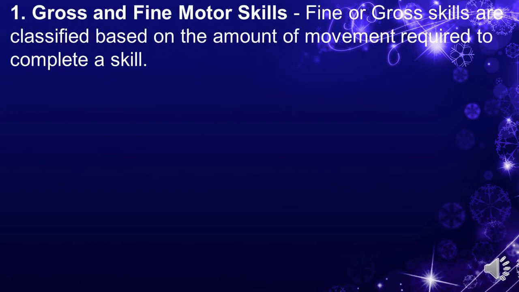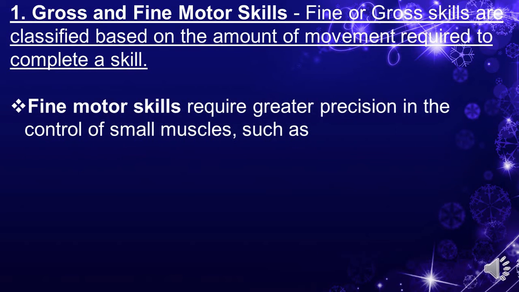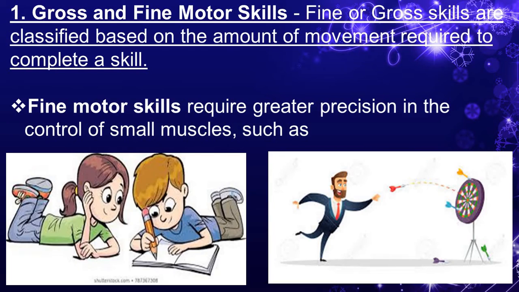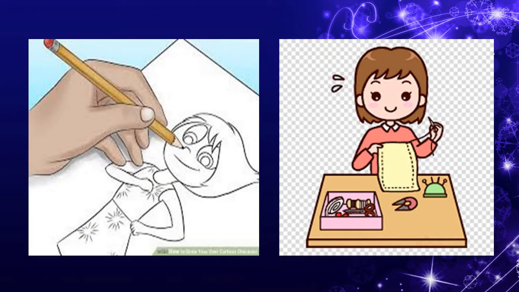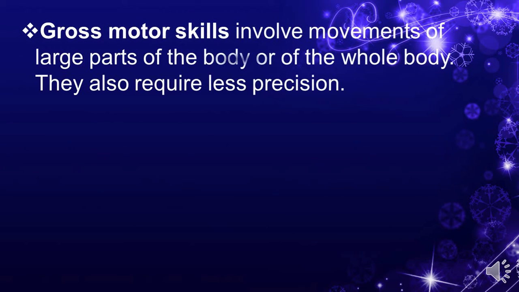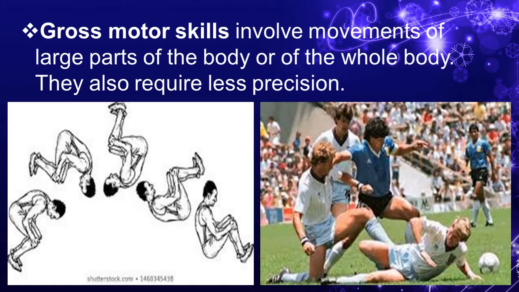Number 1. Gross and fine motor skills. Fine or gross skills are classified based on the amount of movement required to complete a skill. Fine motor skills require greater precision in the control of small muscles, such as writing, throwing a dart, drawing and sewing. Gross motor skills involve movements of large parts of the body or of the whole body. They also require less precision. Examples are doing a somersault and tackling a football.